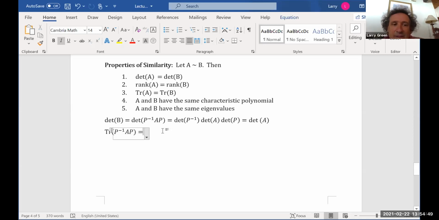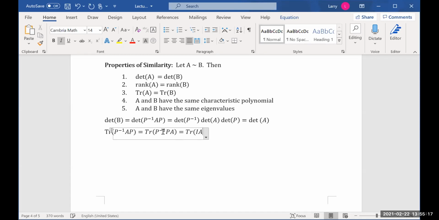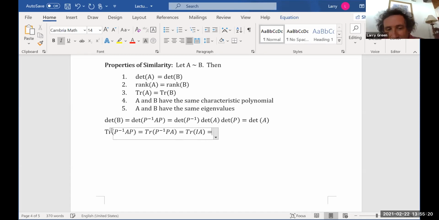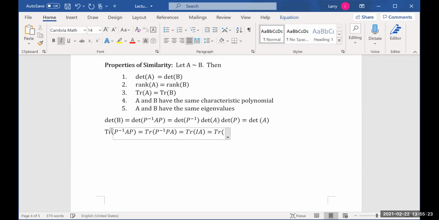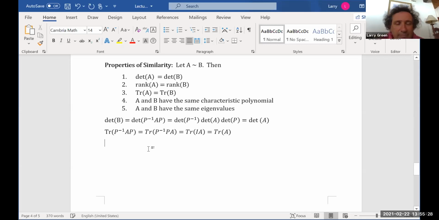And the idea is, what the big theorem says is you can switch the order of multiplication with the trace. Well, that's the trace of P inverse P A. We're allowed to do that with trace. Do you remember that? That was the property of trace. What's P inverse P? I. So that's the trace of I A. What's I A? The trace of A. And we're done. There's the proof. It's a pretty little proof, isn't it?